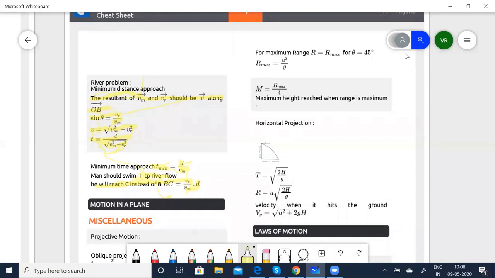You have to remember the problems related to rivers and rainfall. Okay. Anyways, I'll be solving such problems when I do the tests. Okay. And then you'll understand. When you do more and more problems related to this, you'll understand it better. Okay.